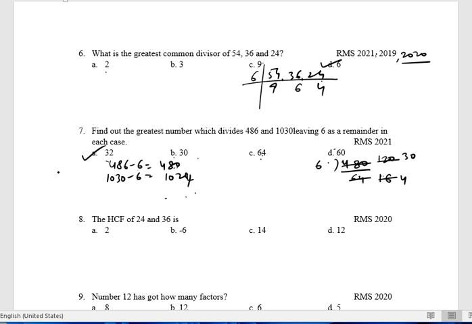8th question is HCF of 24 and 36. So the biggest number by which both are divisible. So it is divided by 12 and 12 also. So answer is 12. 6 is very small, 2 is also small, so we have to go with the highest number.